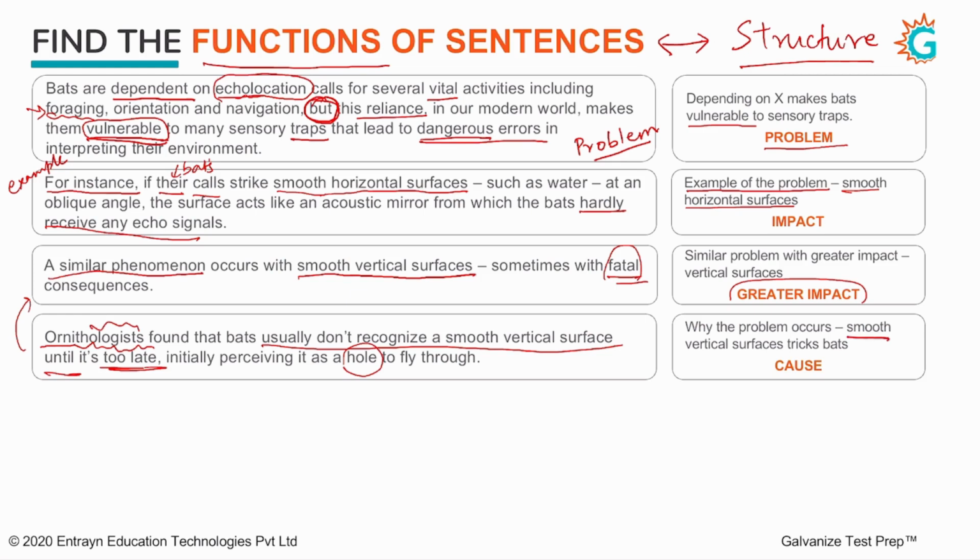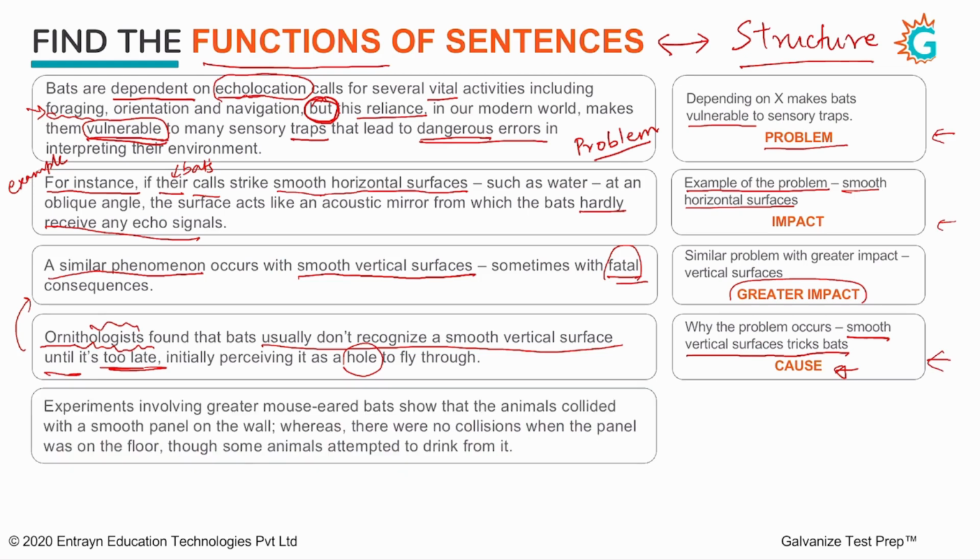The smooth vertical surfaces trick bats into thinking they are holes, but actually they are solid surfaces, and therefore the bats might get hurt or die. So we know what the cause of the problem is. So great, we have a problem, there's an impact of the problem, and now we know what the cause of the problem is. Moving on.